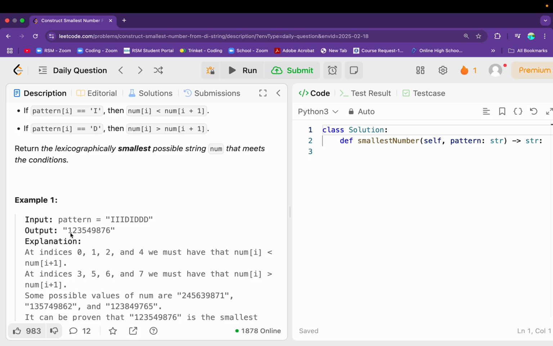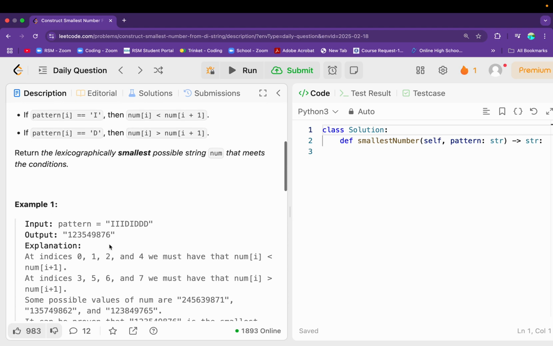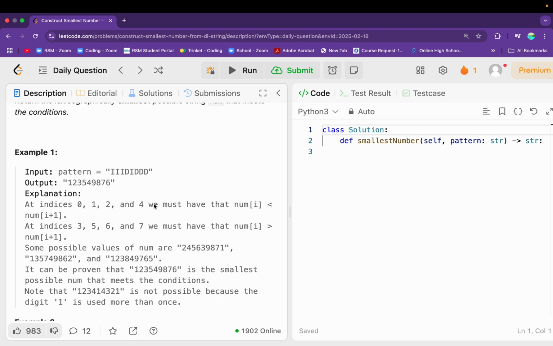Now, the reason why we have an output of 1, 2, 3, 5, 4, 9, 8, 7, 6 is because we want to return the lexicographically smallest possible string num that meets these properties or conditions from our input string pattern. There are several other combinations of strings that we could have chosen to still meet the criteria of using every single value in the range from 1 to 9 at most once from the input string pattern, and some of those possible other combinations would be this, or that, or even this. But the one that is the lexicographically smallest is actually this.